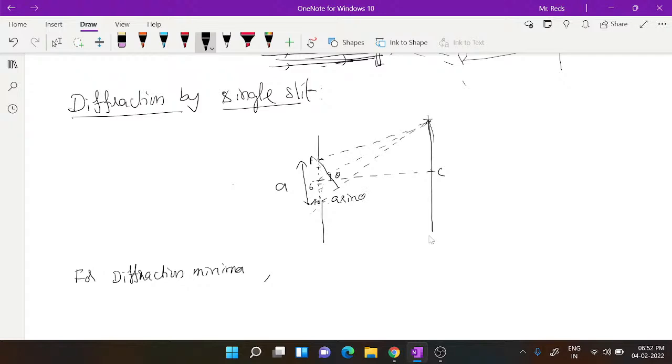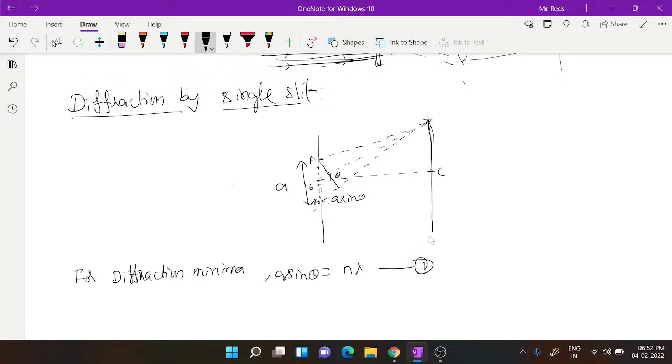So if A sin theta is equal to n lambda, then you will get the diffraction minima. But n lambda path difference will give interference maxima. So here it is in reverse. This path difference gives diffraction minima. So if it is the nth minima, for the first minima it will be 1 lambda, second minima 2 lambda, and so on. Let us say this is equation 1.